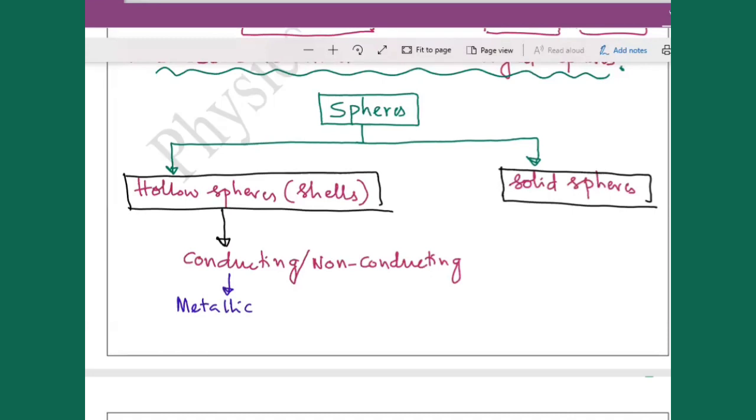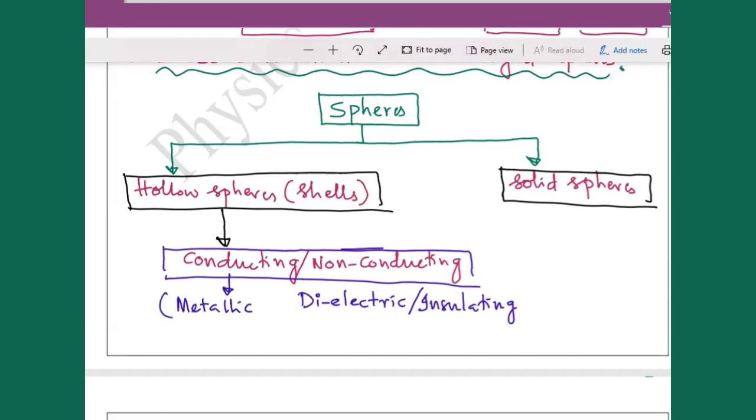So one is metallic, the other one is a dielectric. It's nothing but dielectric or insulating. Okay, dielectric or insulating. Is it clear, this one? So conducting or non-conducting, which is again classified into two types. One is metallic, the other is nothing but dielectric or insulating.